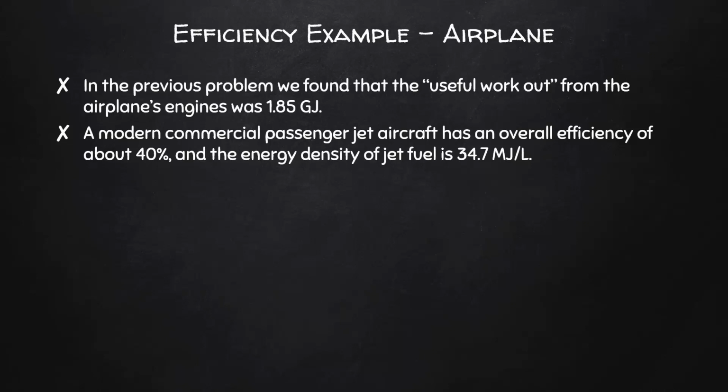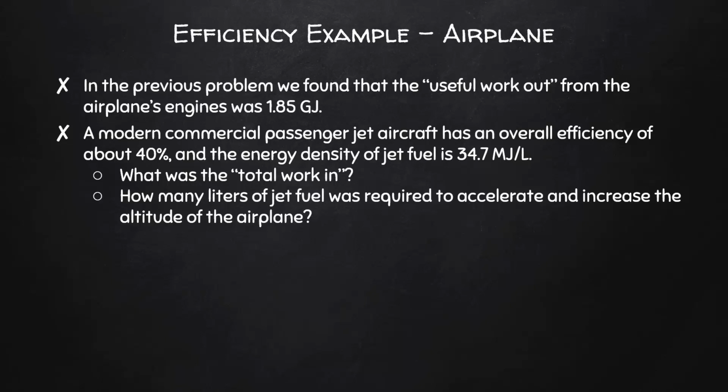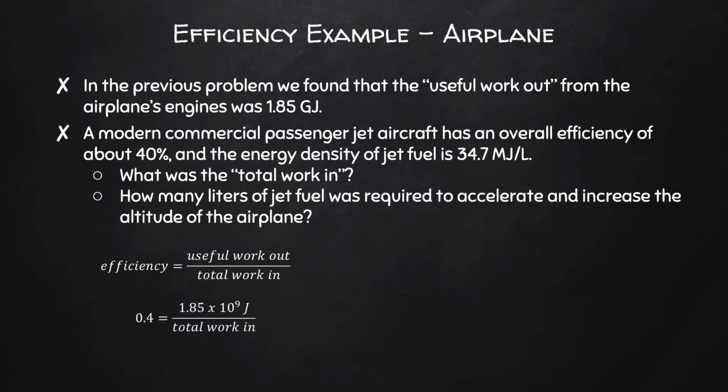A modern commercial passenger jet aircraft has an overall efficiency of about 40%, and the energy density of jet fuel is 34.7 megajoules per liter. First, what was the total work in? And second, how many liters of jet fuel was required to accelerate and increase the altitude of the airplane? Well, efficiency is useful work out divided by total work in. We have to represent efficiency in decimal form, so we'll say the efficiency is 0.4.